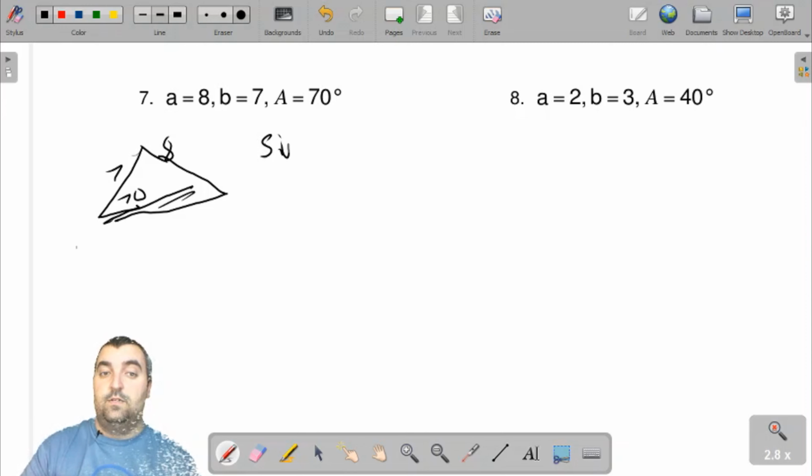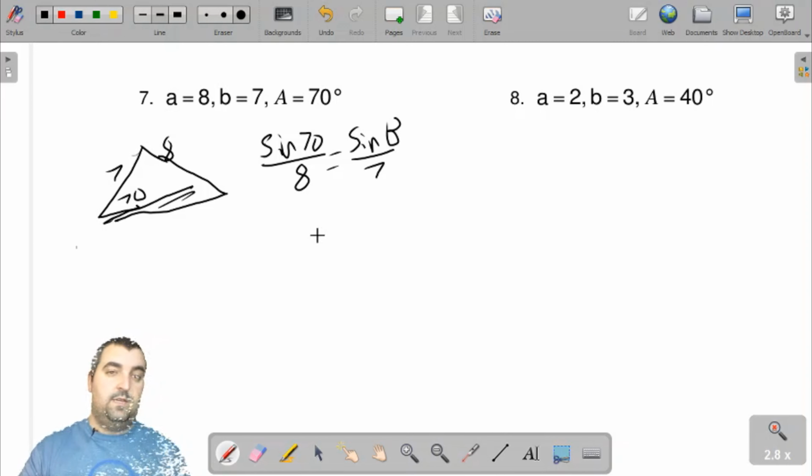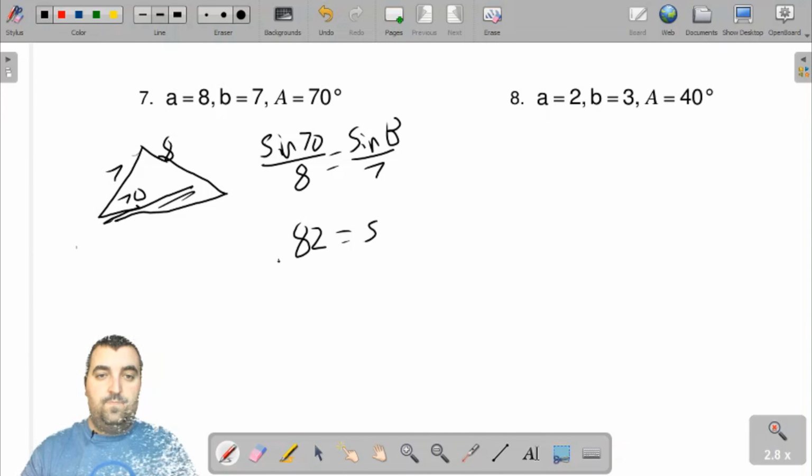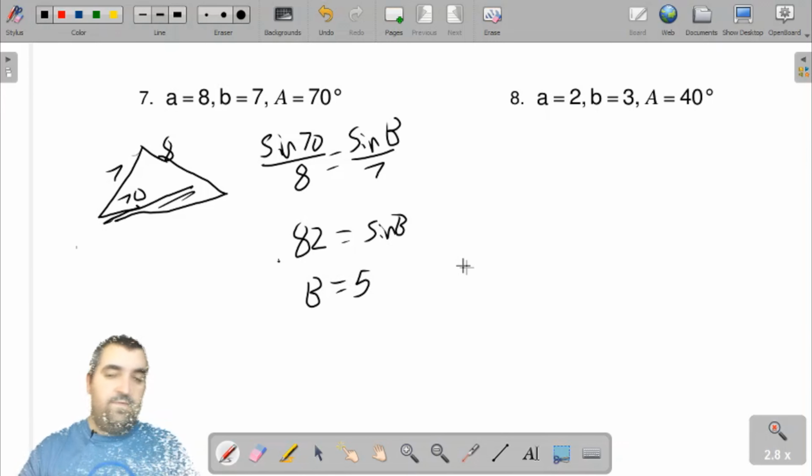So let's go ahead and do the work. Sine of 70 over 8 equals sine of B over 7. We multiply this out, so sine of 70 divided by 8, and you get about 0.82 for sine of B. So now we do the inverse of that, and we get roughly 55.3. Okay, so 0.3 degrees.